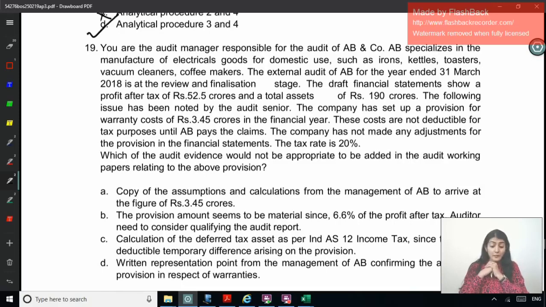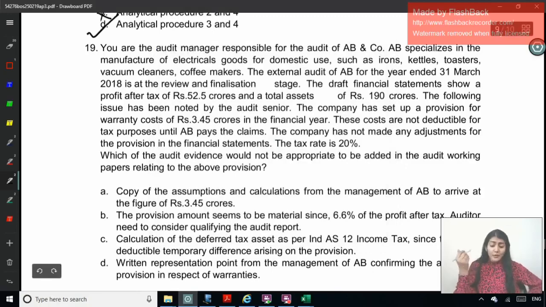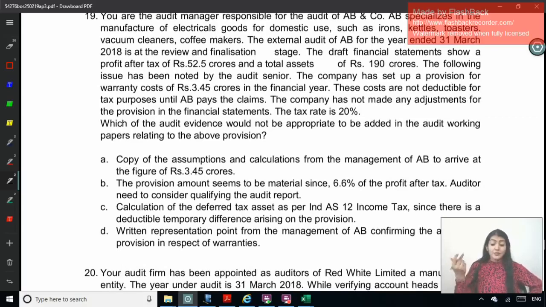The company has set up a provision of warranty costs of 3.545 crore in the financial year. These costs are not deductible for tax purposes until AB pays the claim. So this is talking about deferred tax. Timing differences, you have permanent and timing. These costs are not deductible for tax purposes until AB pays the claim. The company has not made any adjustment for the provision in the financial statements. The tax rate is 20%. Which of the audit evidence would not be appropriate to be added in the audit working paper relating to the above provision? Which would not be appropriate?